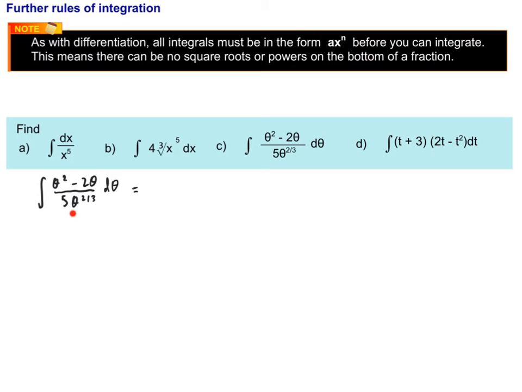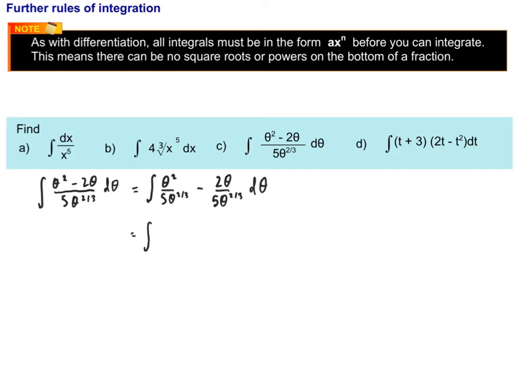So I'm going to write this as 2 fractions. So I've got my integral symbol, because I haven't done that yet. I've got theta squared over 5 lots of theta to the power of 2/3 minus 2 theta over 5 theta to the 2/3. And I'm going to integrate that with respect to theta. I now need to take these 2 fractions and simplify them. So I've still got my integral symbol because I still need to integrate.